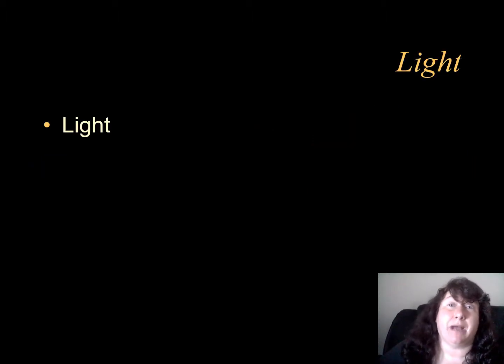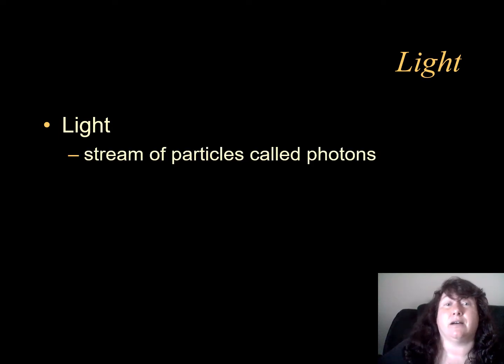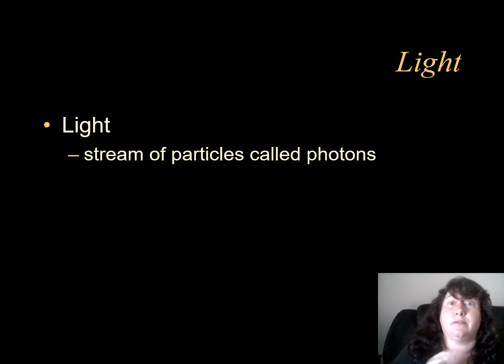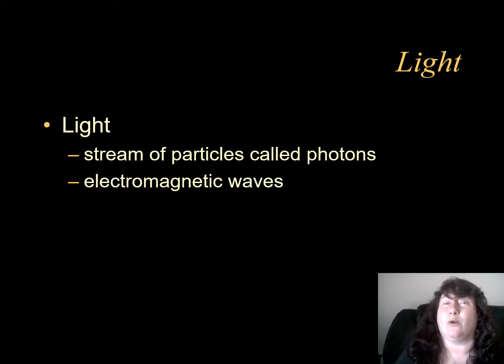Okay, when we talk about light, light consists of two forms. There's light acting like particles, which we call photons. That's when it's acting like matter. And then we have light acting like a wave, and we call those electromagnetic waves.